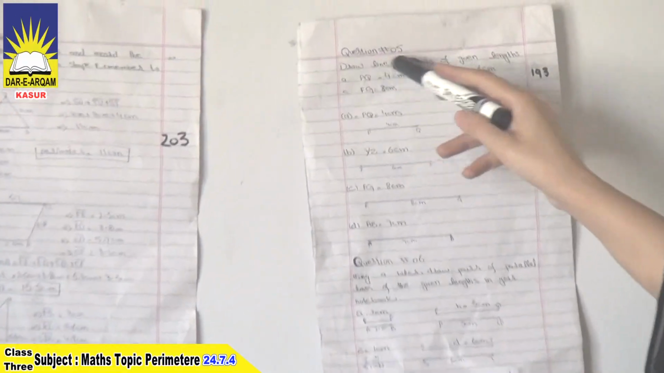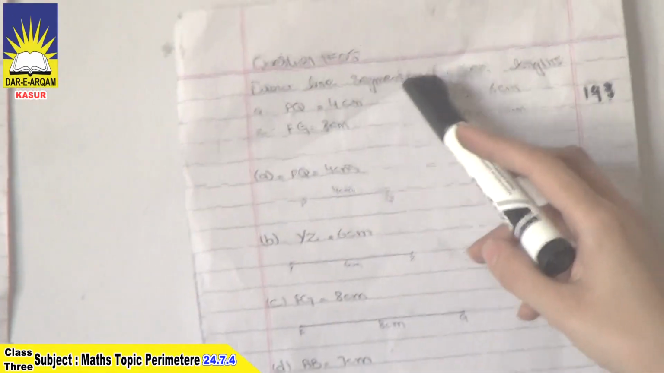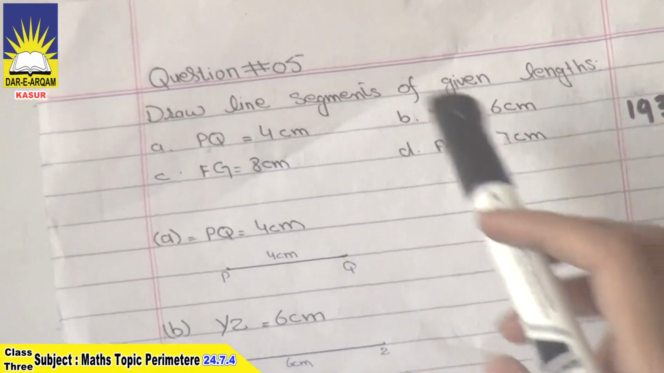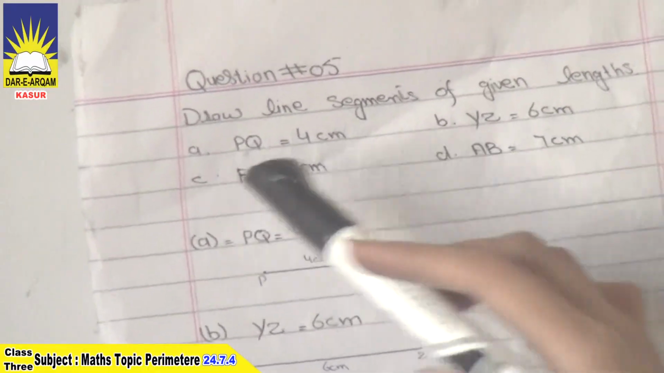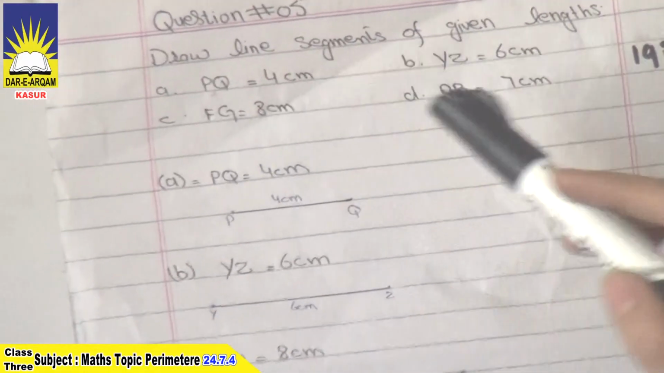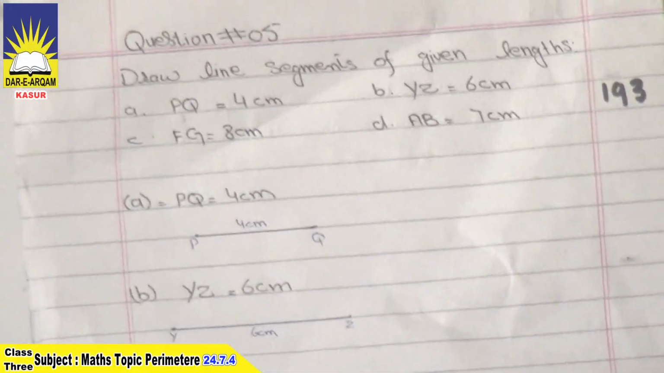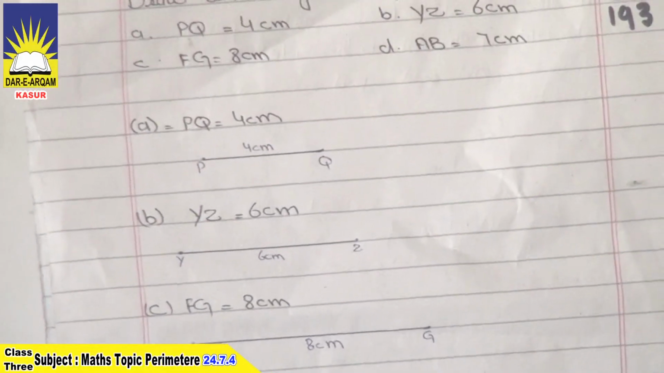So next we have question number 5 of your book, page number 193. Draw line segments of the given lengths: A, PQ is equal to 4 centimeters, B, YZ is equal to 6 centimeters, C, FG equal to 8 centimeters, D, AB equals 7 centimeters. Okay, first we have PQ equal to 4 centimeters.